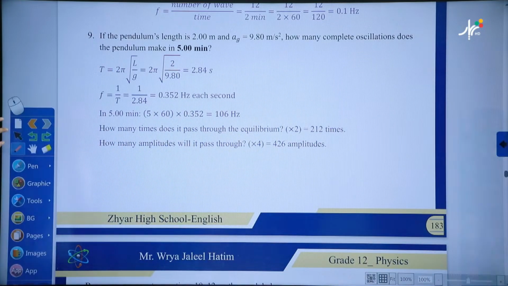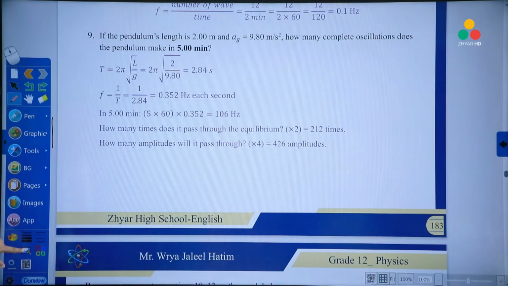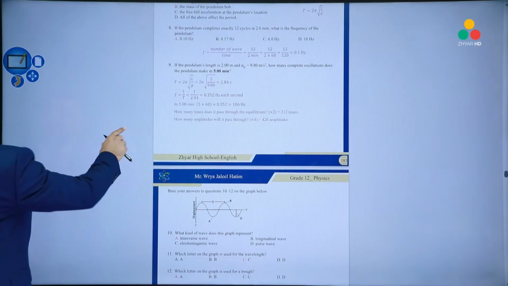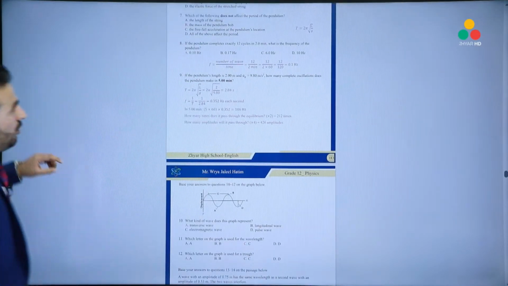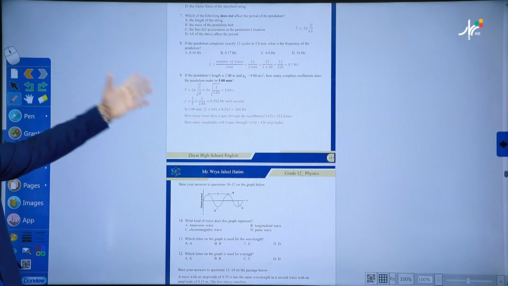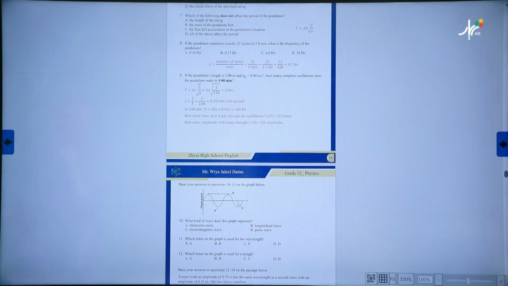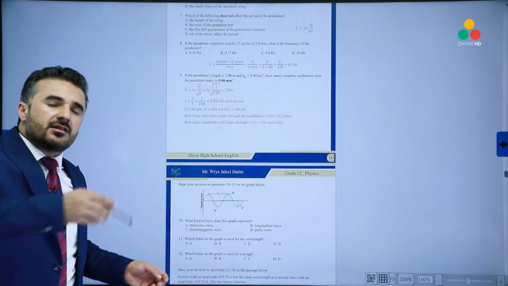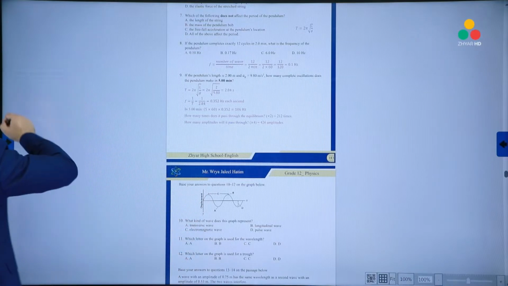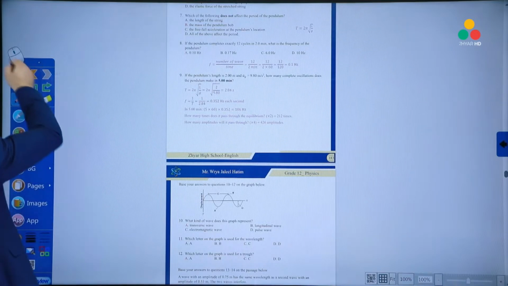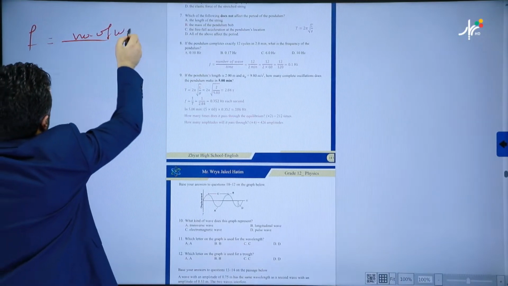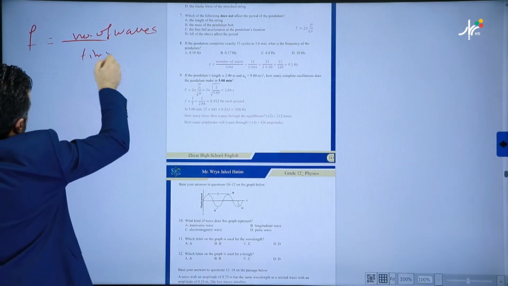Let's move this up a little. How about if I just minimize this and do the math at a bigger size? Okay, so now, once again, what do we have? We have length. We have the acceleration, and it says how many complete oscillations the pendulum makes in 5 minutes. So remember this, complete oscillation basically means the number of waves. And where do we have the number of waves? We have the number of waves in the equation of frequency. So frequency is the number of waves divided by the time. That is one way to say it.